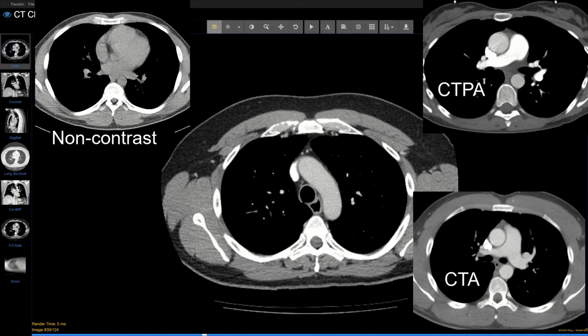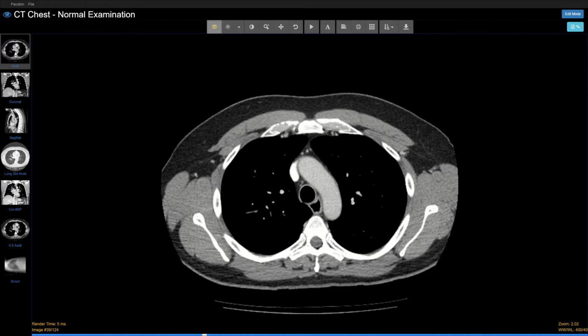If we waited even longer, the contrast would distribute further, and we'll have more optimal enhancement of soft tissues around 60 to 70 seconds or so. This is a routine contrast-enhanced CT of the chest.